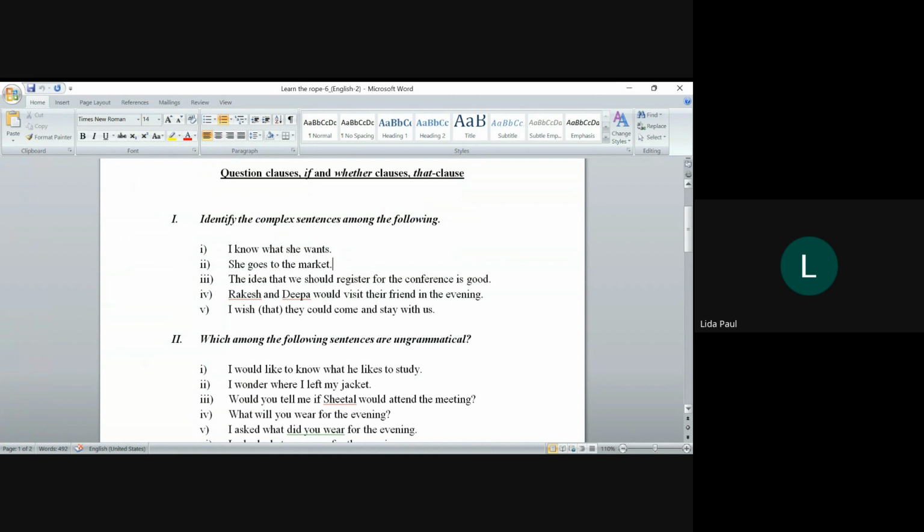Okay. Fifth one. I wish that they could come and stay with us, or I wish they could come and stay with us. So "that" is optional in this case, right? But with or without "that," will this sentence be a complex sentence or will it be a simple sentence?